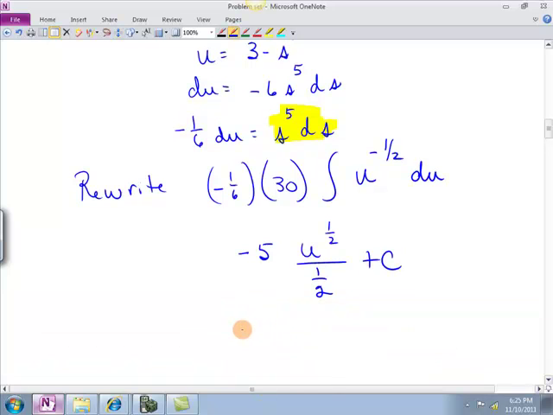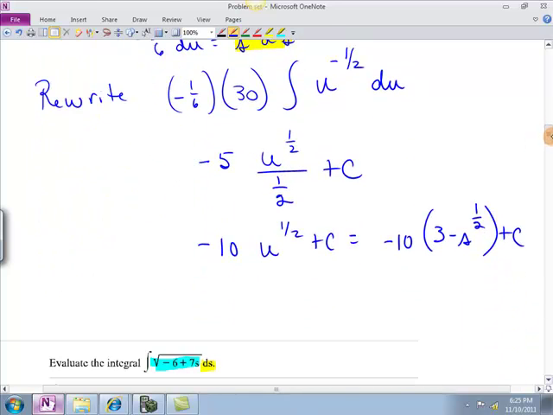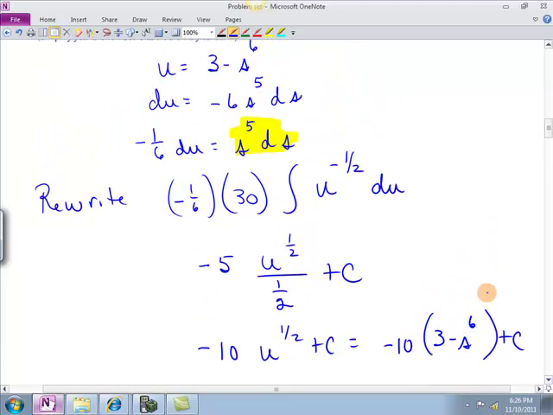So we got -10 u to the 1/2 plus c. And then we're going to put our u back in. What was our u? Was the original a fractional exponent? It's a radical. Oh, here was a 6? I can't see the original. Okay, sorry. To the 1/2.